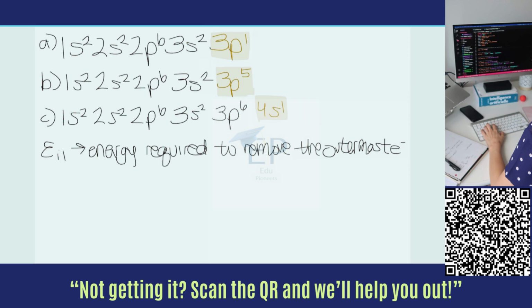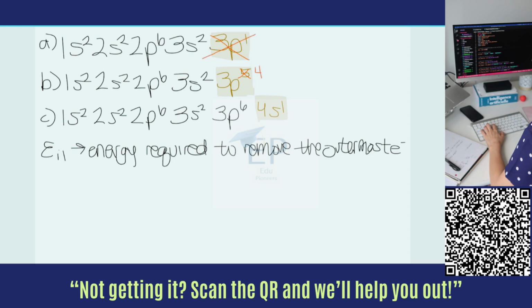In A, if we remove the one electron in the 3p orbital, the entire p orbital can be removed from the electron configuration because there's no longer any electrons that are going to occupy that space. In B, if we remove one of the electrons from the p orbital, we're still going to have 4 electrons that are going to occupy the p orbital. So it becomes 3p4.